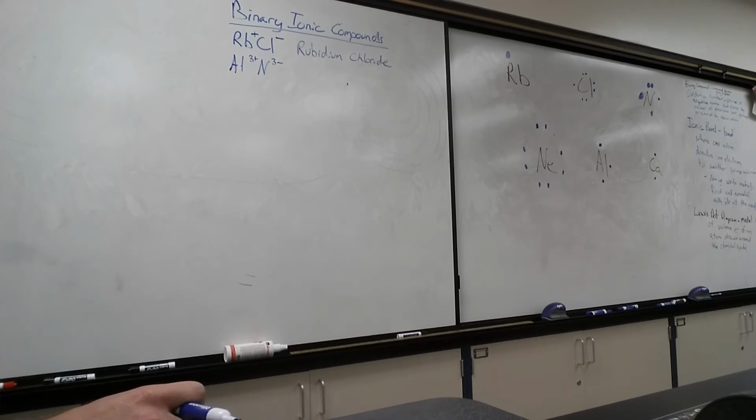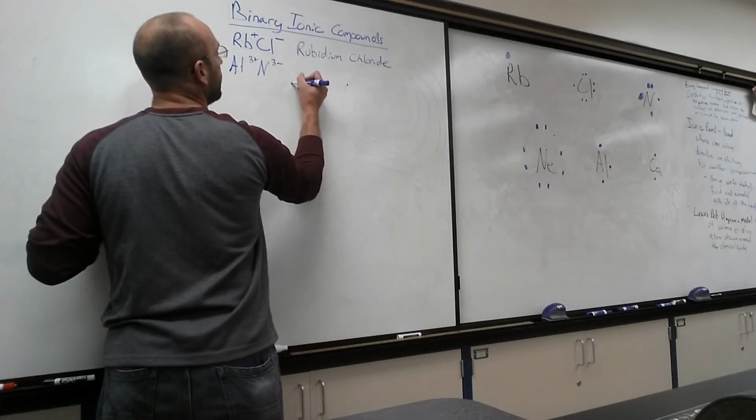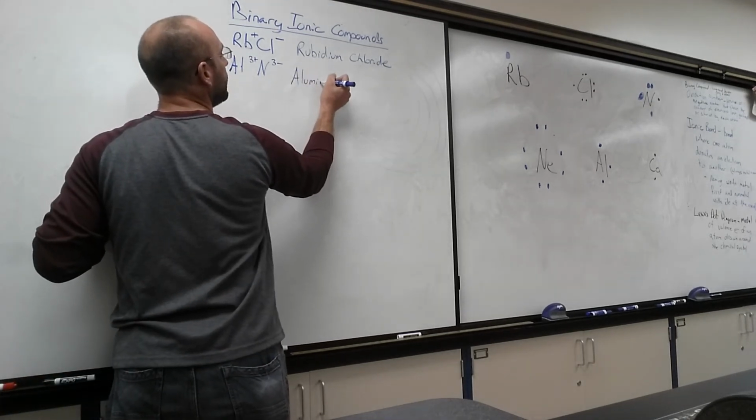When we write the compounds, do we have to put the oxidation numbers? If you're asked for them. Like on a test, it'll say write the compound with the oxidation numbers. And what's that name going to be? Aluminum nitride.